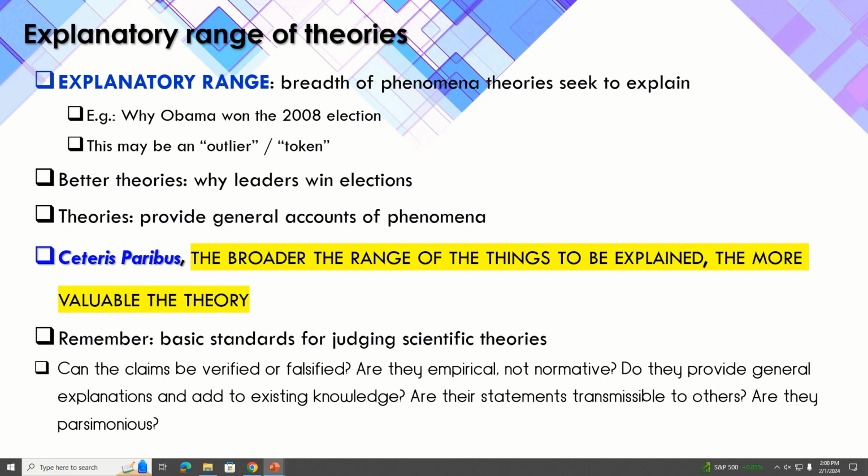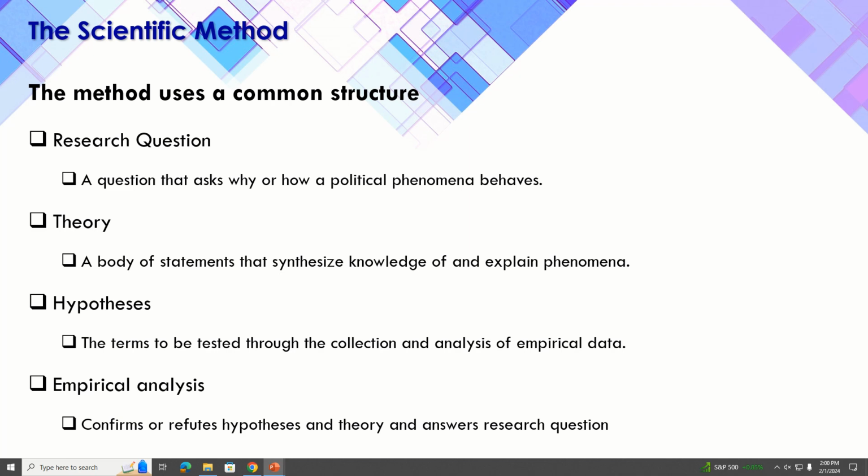One of the, I think, most challenging outcomes has been the 2016 and 2020 elections and why people voted for the Republican candidate. And we want to believe it's because of his positions, but I don't necessarily know if that is the case. So can the claims be verified or falsified? Are they empirical, not normative? Do they provide general explanations, and do they add to existing knowledge? Are they transmissible, and are they parsimonious?